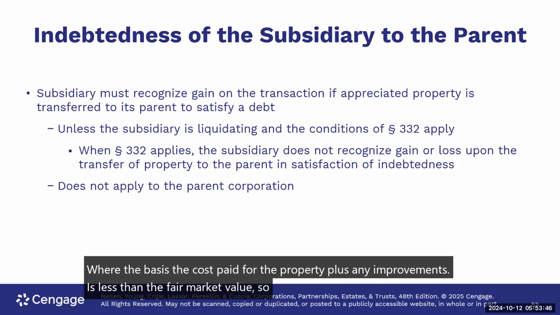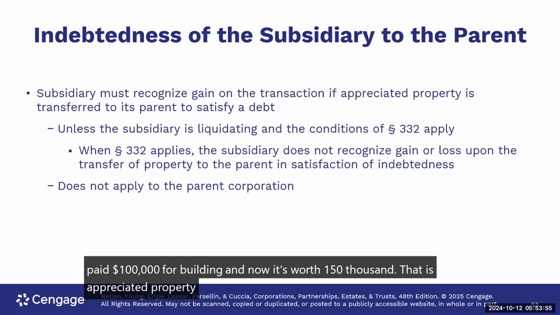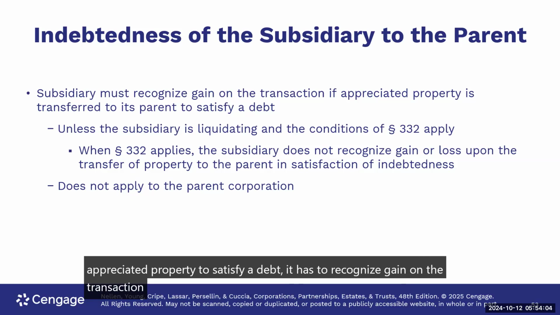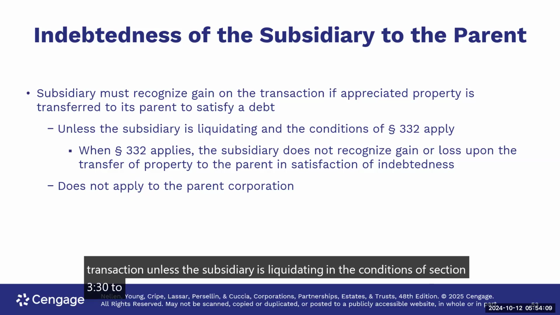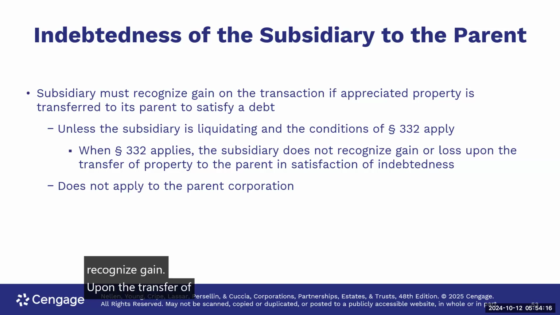So again, a quick example: a corporation paid $100,000 for a building and now it's worth $150,000. That is appreciated property. In such a case, if a subsidiary transfers appreciated property to satisfy a debt, it has to recognize gain on the transaction unless the subsidiary is liquidating and the conditions of Section 332 apply. So when Section 332 applies, the subsidiary does not recognize gain or loss upon the transfer of property to the parent in satisfaction of indebtedness.